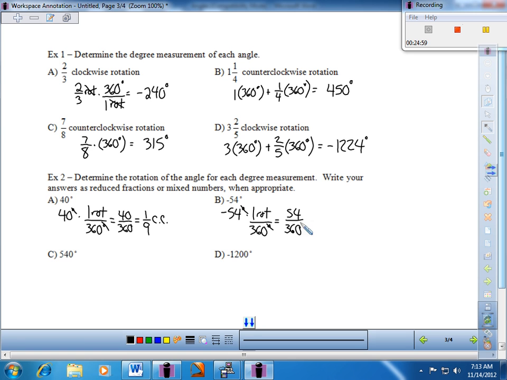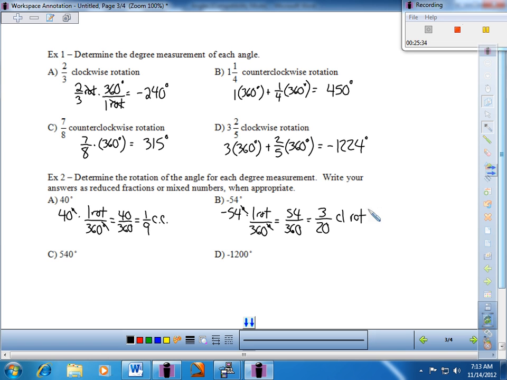When I actually put this together and reduce that fraction, 54 over 360 happens to be 3/20ths. So that would be the fraction of the rotation around. So it's 3/20ths of a rotation. And in this particular case, clockwise rotation. Negative angle measurement, clockwise rotation, of course.